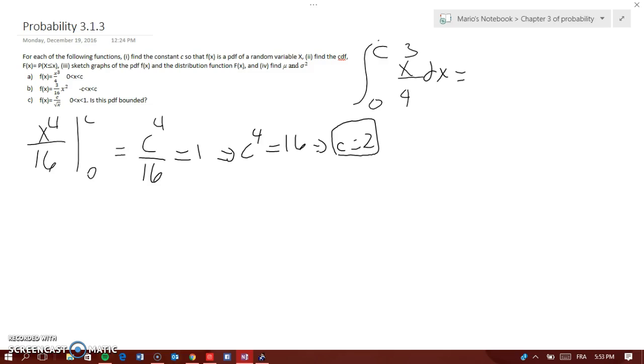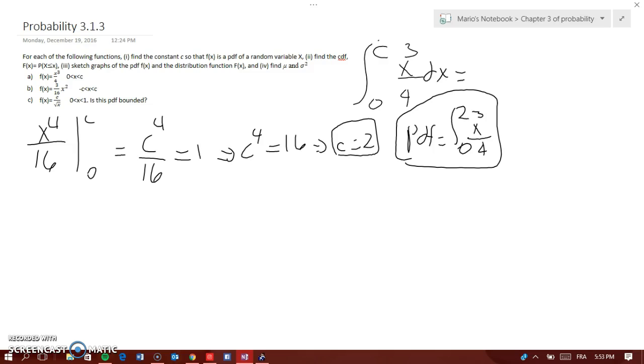Now, the PDF would be what? We can't just write the PDF as before, because that's kind of different from what it was supposed to be. But here the PDF would be, from 0 to 2, because c now equals 2 and we have an interval, so from 0 to 2 of x cubed over 4. Actually, not 16, 4. That is the PDF now.